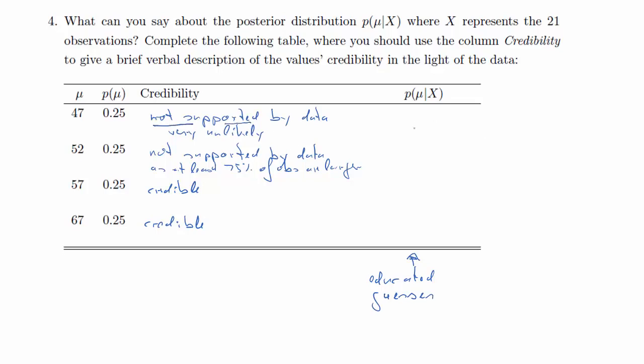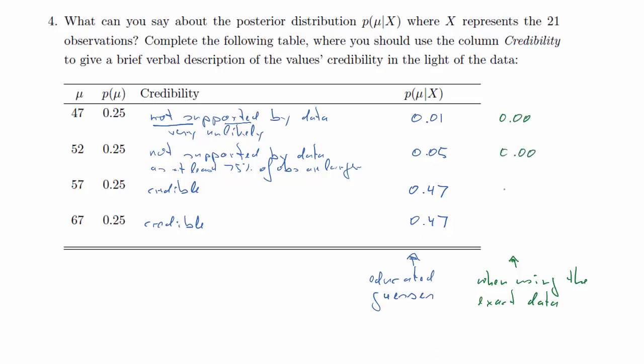So that first value, 47, was really not supported, so let's give it a very small posterior probability, 1%. 52 was a little more likely than 47, but still very small. That leaves us 94%, and let's split them equally between 57 and 67. So that would be a guess at the posterior. Now actually, if you have the data, which I have, and do all the calculations, what you get as posterior probabilities, and you couldn't get that with the information given, was actually 0 for the first two, and 61% for 57 and 39% for 67.